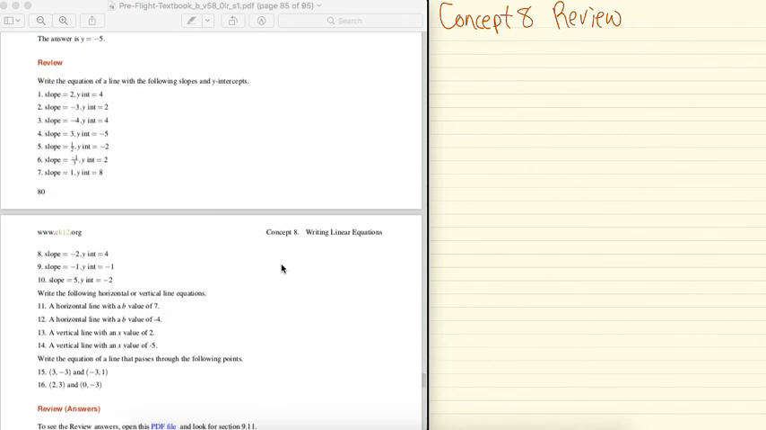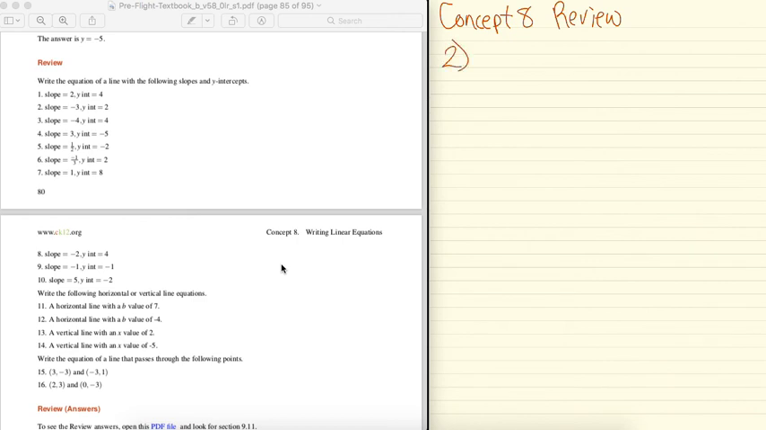Right, so let's take a look at some of these review problems from Concept 8. I'm going to go through like 3 problems, but if you have any more that you want me to go through, just let me know. All right, so let's start off with number 2 from the review set.